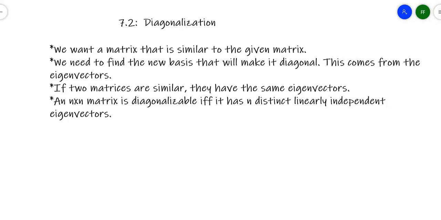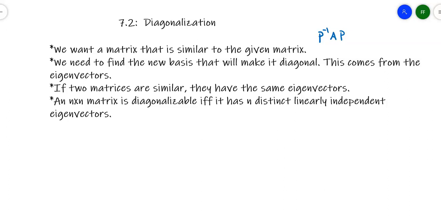The goal of diagonalization is you want a matrix that is similar to the given matrix. So if you're given matrix A, you want to find a process of doing P inverse times A times P to get this new matrix that is similar to the original matrix. To do that, the first thing you have to do is find the new basis, right? You can't find the matrix P without finding the new basis. The new basis will make it diagonal. This comes from the eigenvector. So if you follow that eigenvector process, you will create a specific basis that when you run it through a similar matrix equation, it'll give you a diagonal matrix.